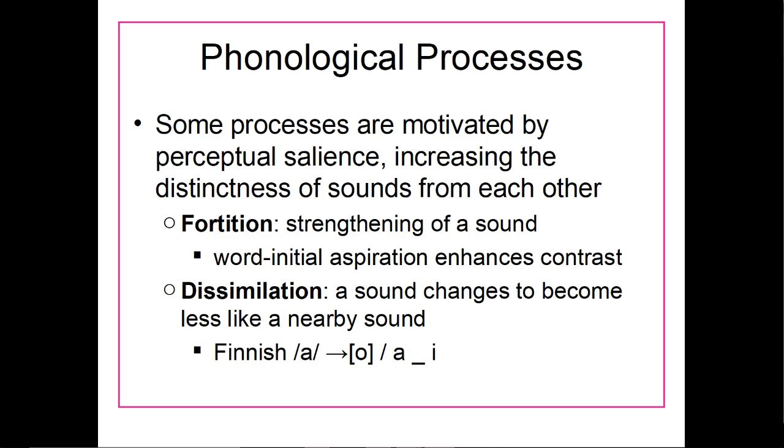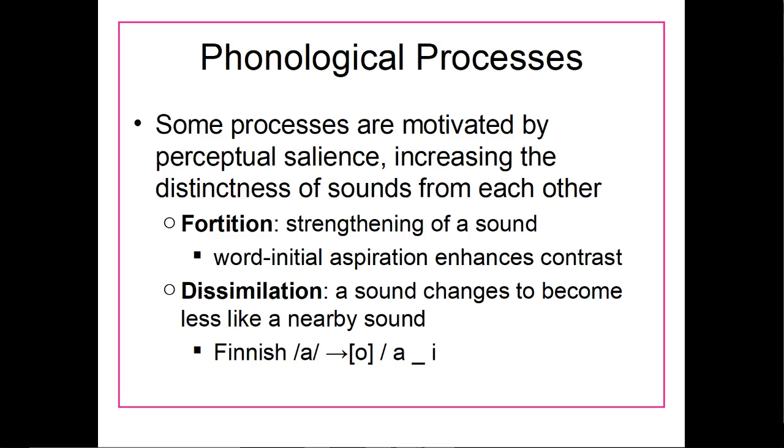So if the listener can hear the difference, it's easier on them. If it's easier for someone to say, then it's easier on the speaker. So some examples of this are what's called fortition. This is when a sound might become, in a way, stronger. So you might have aspiration at the start of a word, like in English, we have pat versus the P in spit that's not aspirated. So an aspirated sound is kind of more forceful. So having aspiration at the start of a word can enhance the contrast between that word and whatever came before it.